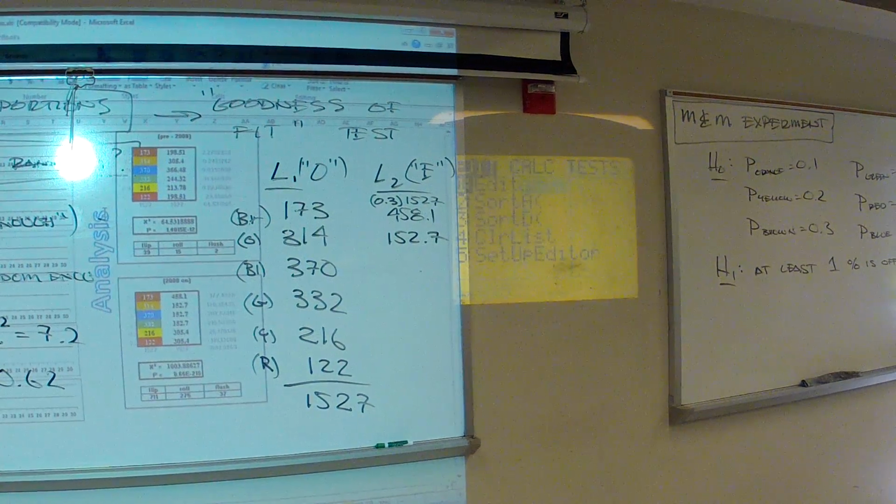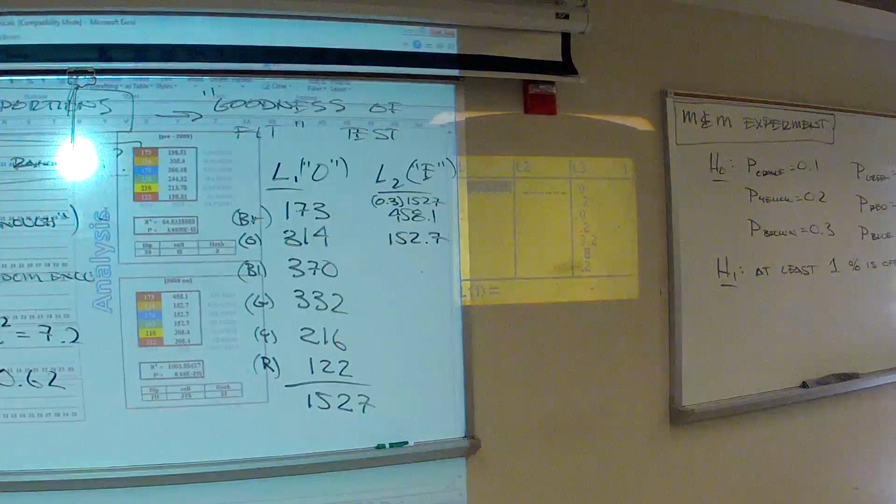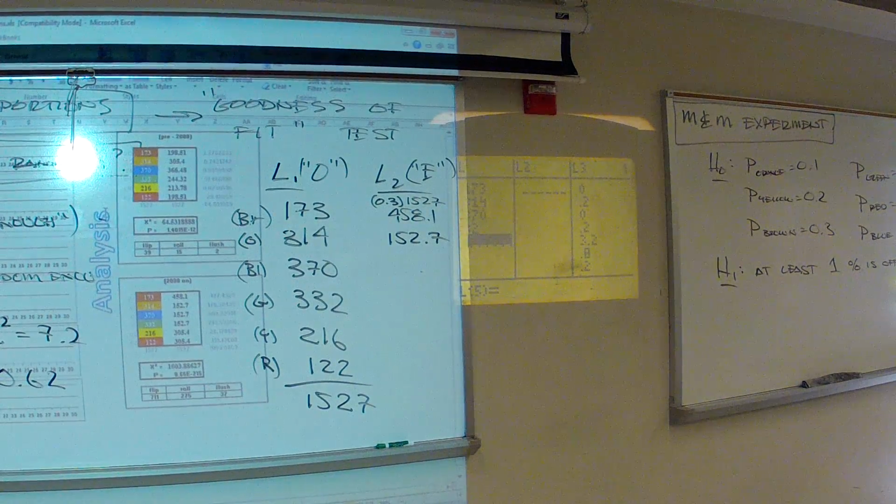So if you want to go into stat, I was already there, and you want to put your observeds and your expecteds, so you put 173 and so forth, 314, 370, 332, 216, 122. So what Beth is asking is, instead of doing the math on paper and then putting it in, can you just put in L2 0.3 times 1527? And of course, absolutely.